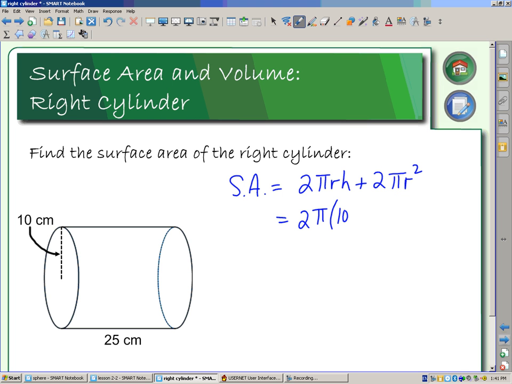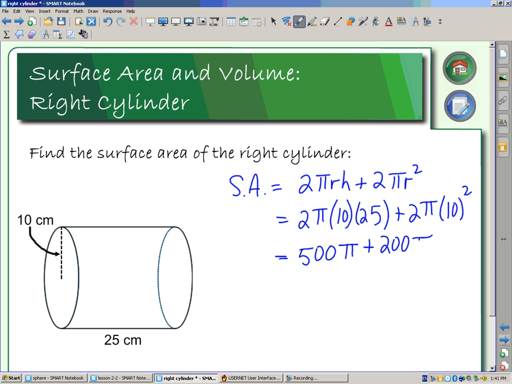My radius is 10, my height is 25. So this is going to give me 500 pi plus 200 pi to give me 700 pi. Again, I'm just doing this without the calculator. Now I'll go to my calculator and I get 2,199 centimeters squared because I'm looking at surface area. And you can calculate this all in one step in your calculators if you wish. Okay, so that's surface area, very straightforward.